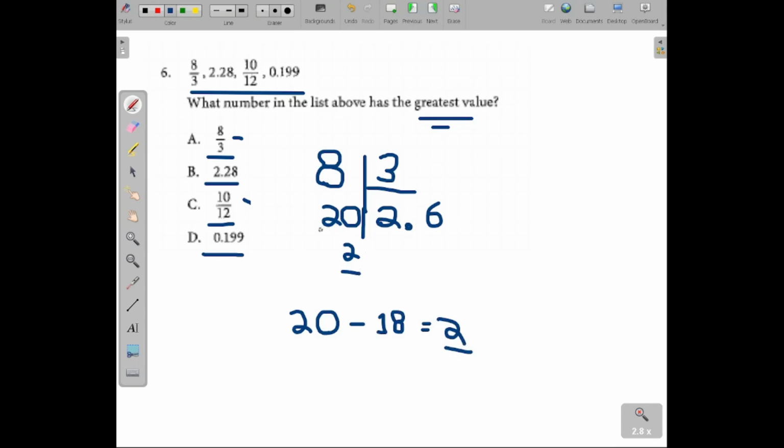Now we can see that it's the same number, and we'll add a 0 here, so we'll multiply again by 3, and we'll get another 0, and so on. So it will go like this: 2.66666, and so on. So we can just take this, and right now A is our biggest number, but we still need to divide 10 by 12.